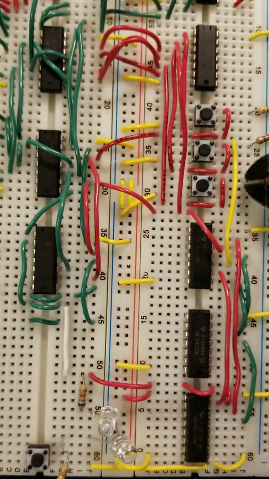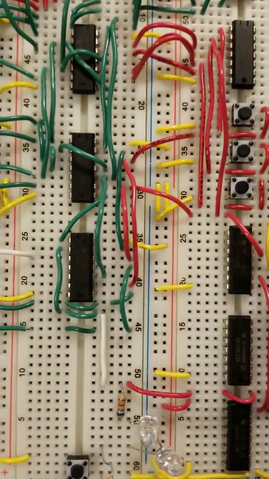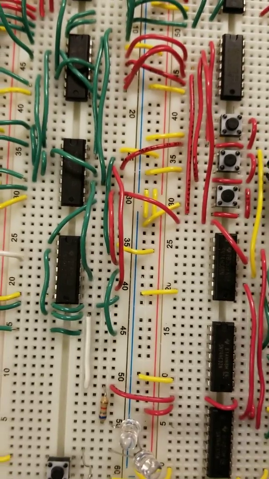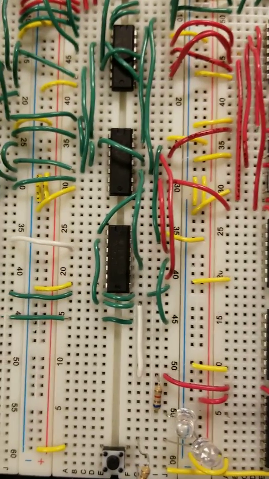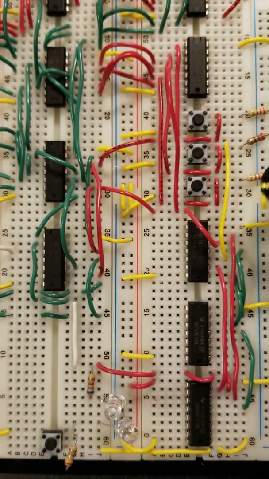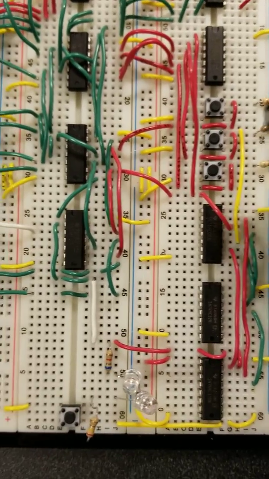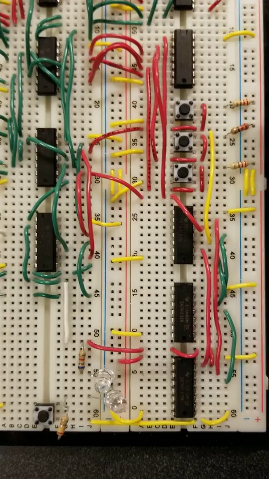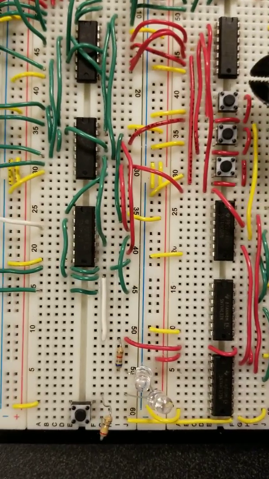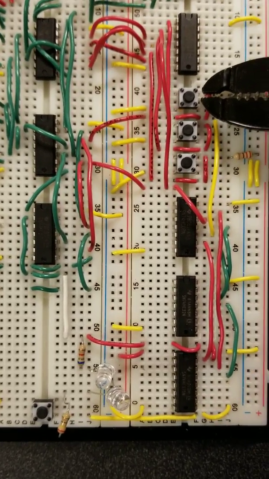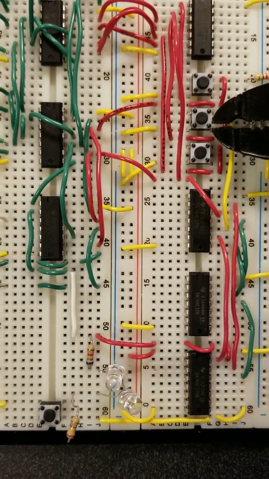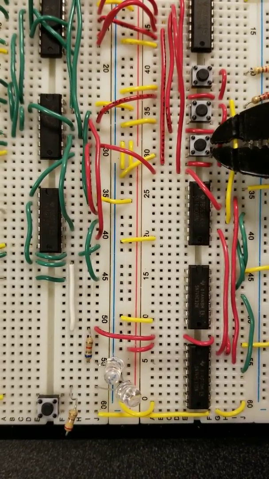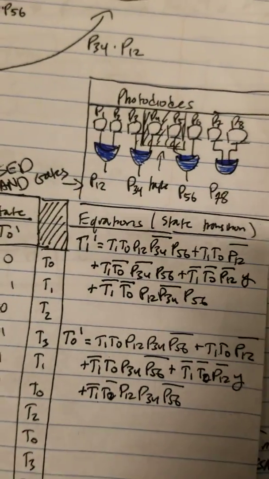Also, these three buttons are the inputs. Normally, we have 8 inputs, and I would group them with AND gates. However, for the sake of practicality, P1, P2 is this button, P3, P4 is this button, and P5, P6 is this button. I'm just going to move to a diagram of what the photodiodes would be.